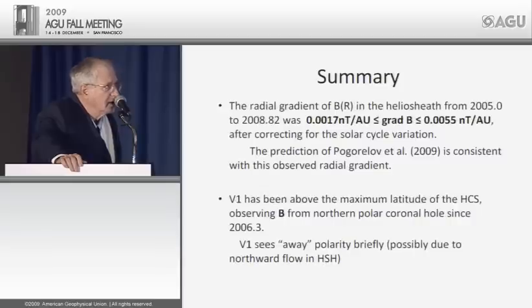And the next slide shows the summary. This is the gradient of the magnetic field. It's somewhere between 0.0017 nanoteslas and 0.005 nanoteslas per AU. As I said, the predictions are consistent with that. I also made the point that V1, Voyager 1, has been above the maximum latitude of the current sheet and observing uniform magnetic fields from the north polar coronal holes, with some exceptions due to the northward flows. Thank you.